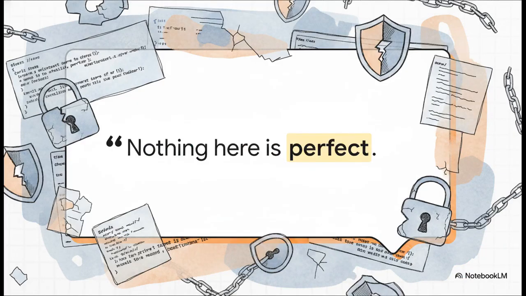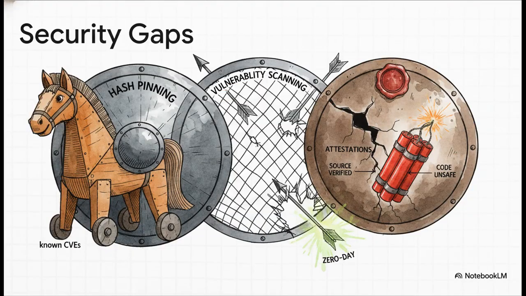Okay, but let's be really honest here. None of these solutions are a magic fix. As the author of the article this is all based on says, nothing here is perfect. And that's true. Every single layer of our defense has its own limitations, its own weaknesses, which is exactly why we need all of them working together. For example, hash pinning is fantastic, but it can't protect you if the package you pinned was malicious from the very beginning. And vulnerability scanners, they're essential, but they can only find known vulnerabilities, not brand new zero-day exploits. And even trusted publishing, it proves where the code came from, but it can't guarantee the code is safe to run.